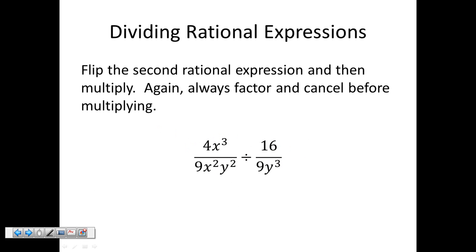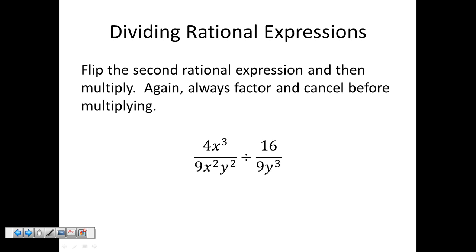All right, so let's talk about dividing rational expressions. Division is just the other side of the coin from multiplying. This really should not be any more difficult than multiplying rational expressions, except what I've got to remember to do is flip the second rational expression and then multiply. This is just like dividing fractions when you were in 5th grade or whenever you learned how to divide fractions.